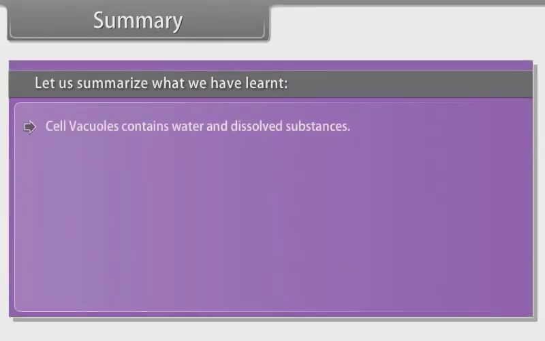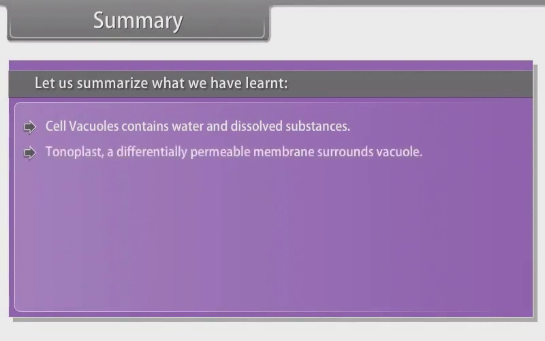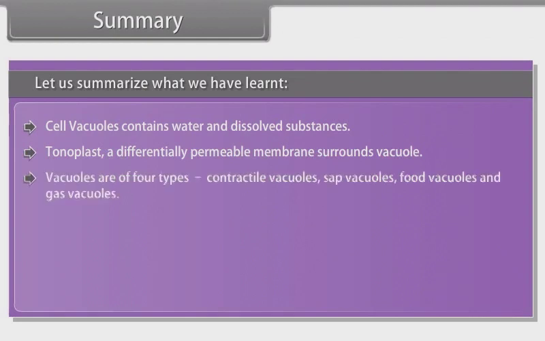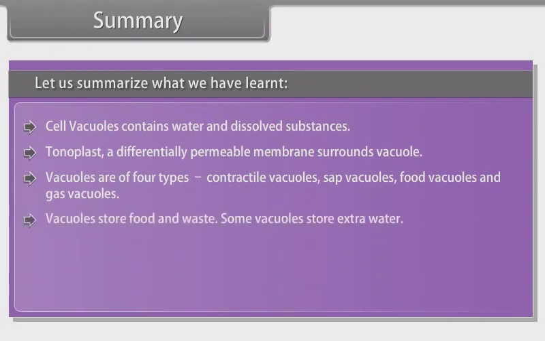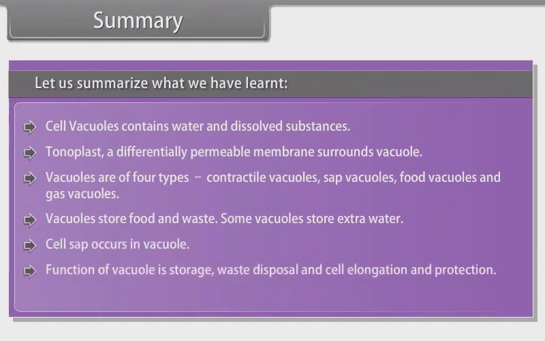Cell vacuoles contain water and dissolved substances. Tonoplast, a differentially permeable membrane, surrounds the vacuole. Vacuoles are of 4 types: contractile vacuoles, sap vacuoles, food vacuoles, and gas vacuoles. Vacuoles store food and waste. Some vacuoles store extra water. Cell sap occurs in the vacuole. Function of vacuole is storage, waste disposal, and cell elongation and protection.